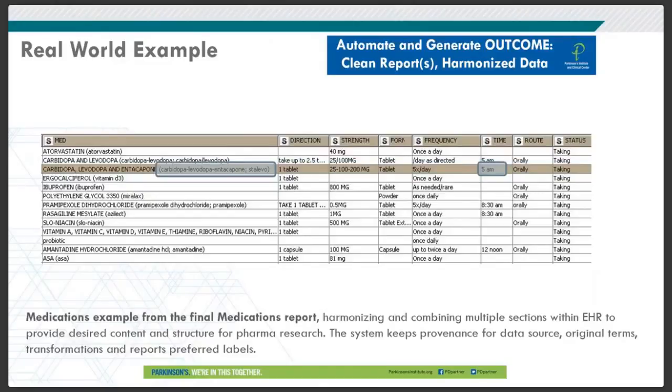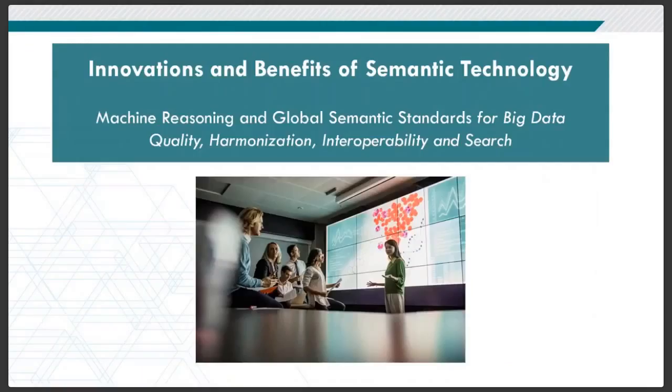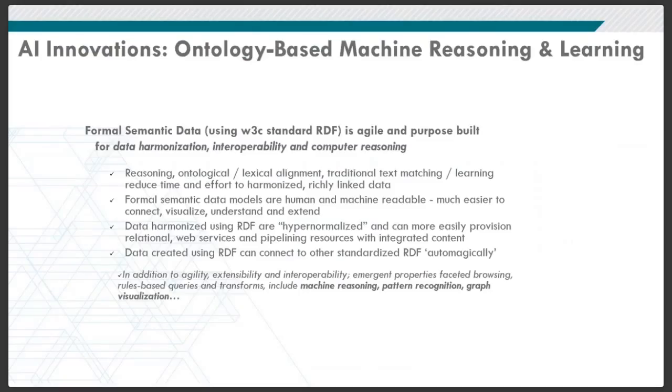Coming from different sources, but a unified report. Okay, we're starting to come into the home stretch now. We'll just talk briefly about innovations and benefits. I've mentioned this a little bit, but now we'll get a little bit more clear. Ontology-based machine reasoning, that's something you can also look up on the internet.